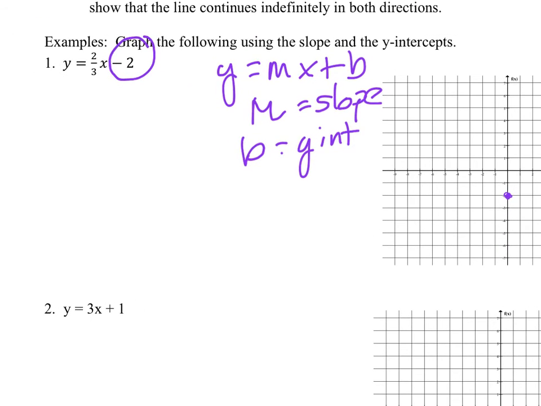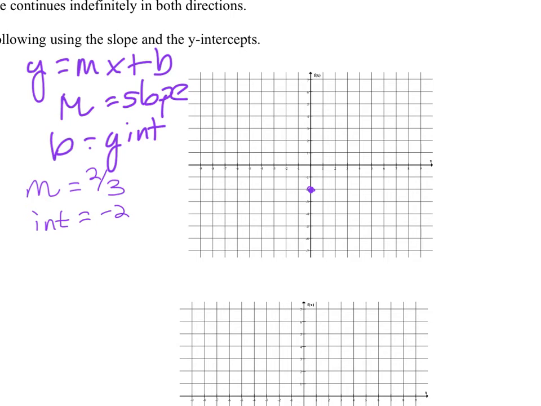I'm going to cross off my slope. My slope is 2/3. My intercept is negative 2. Okay, so remember our slope. Rise over run. 1, 2, and then I count off 1, 2, 3 in a positive run. So this is my next point, and I can do it again. 1, 2, 1, 2, 3, and I'd have another point.